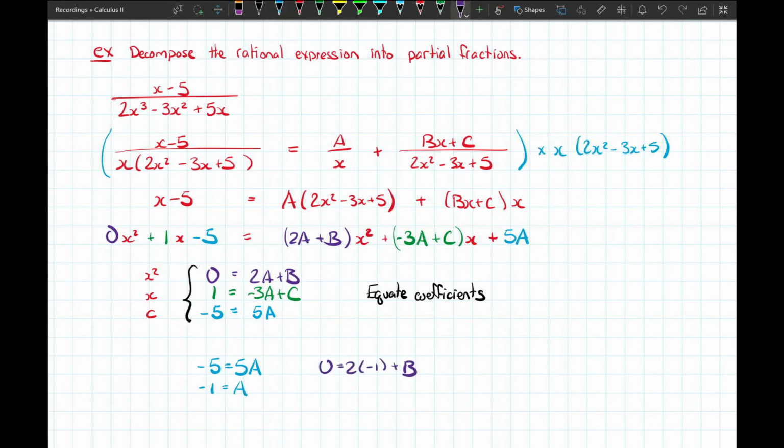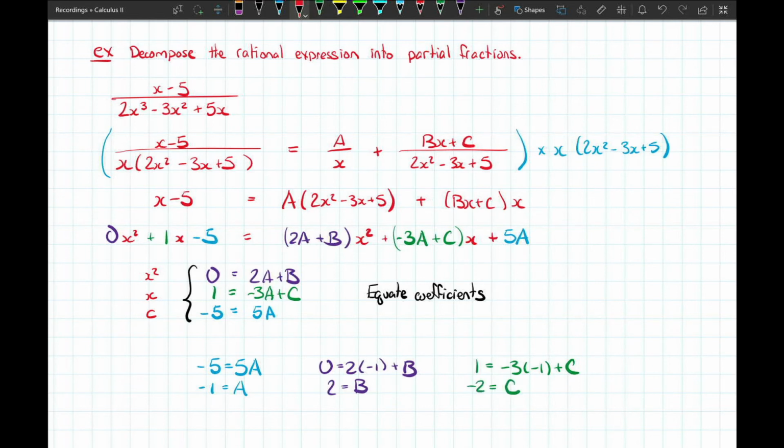In that first equation, 0 is equal to 2 times negative 1 plus b, so that means that b must be equal to positive 2. And in our second equation, 1 must be equal to negative 3 times negative 1 plus c, so that means that c must be equal to negative 2.